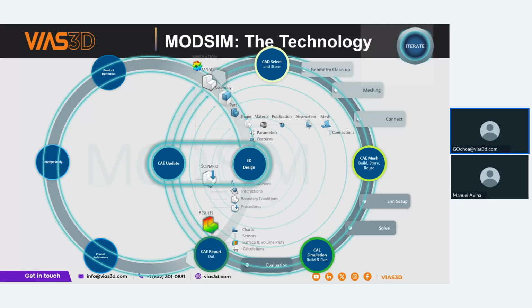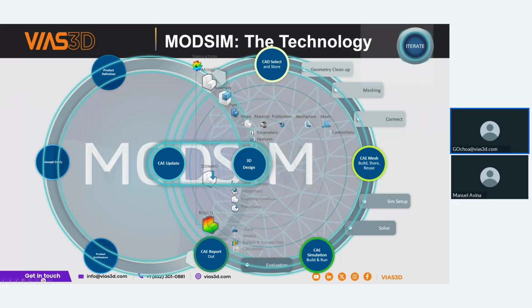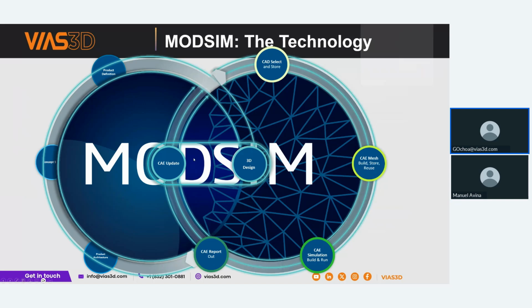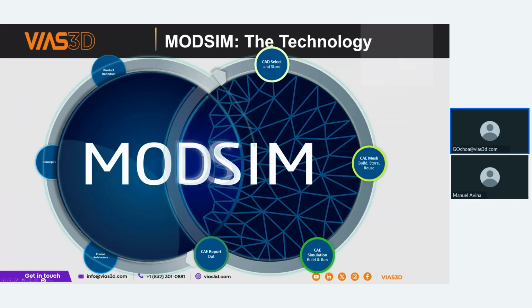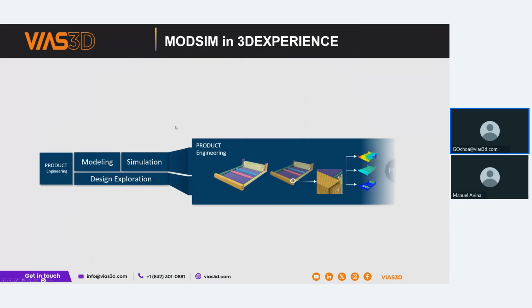So when that happens, the simulation user does not have to do something new. The environment will automatically update all the features such as the mesh or even the geometry cleanup operations. Those will be automatically applied to the modified 3D design. So this is what we call MODSIM, the MODSIM approach. So it's the data connected in the same environment for all the users. So there is no file exchange. There is no sending files through email or FTP locations.